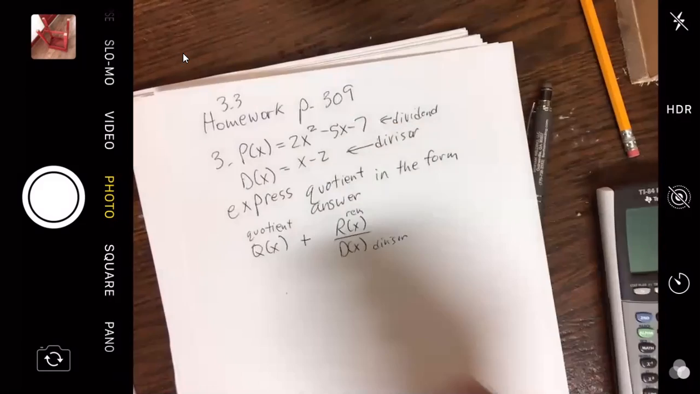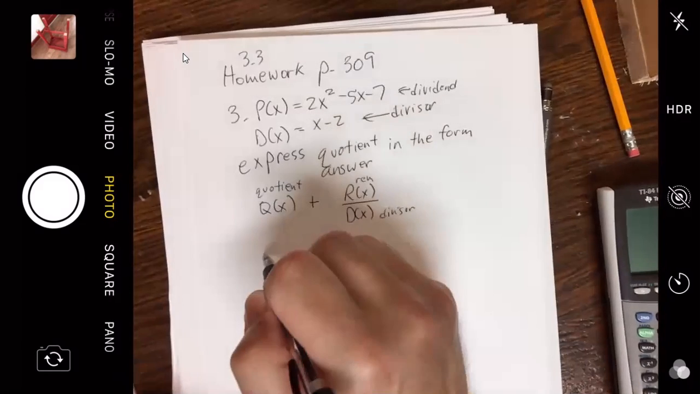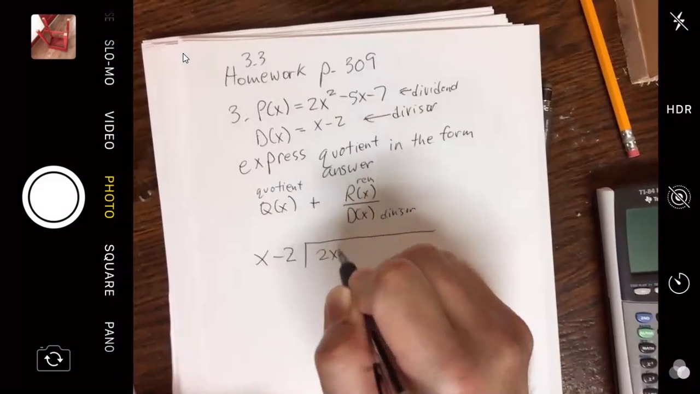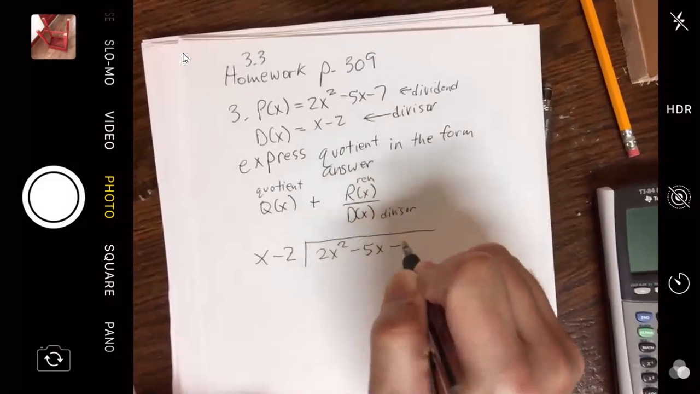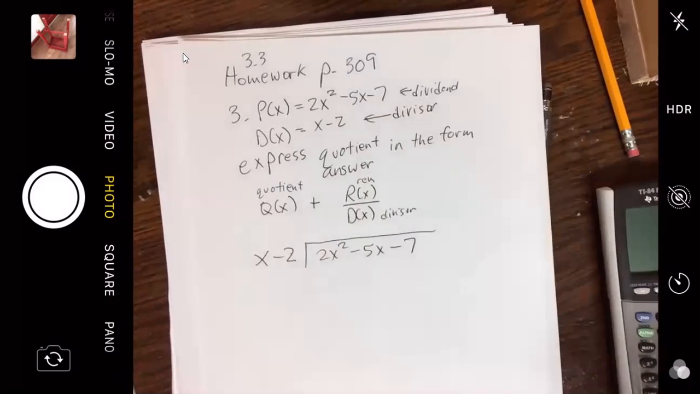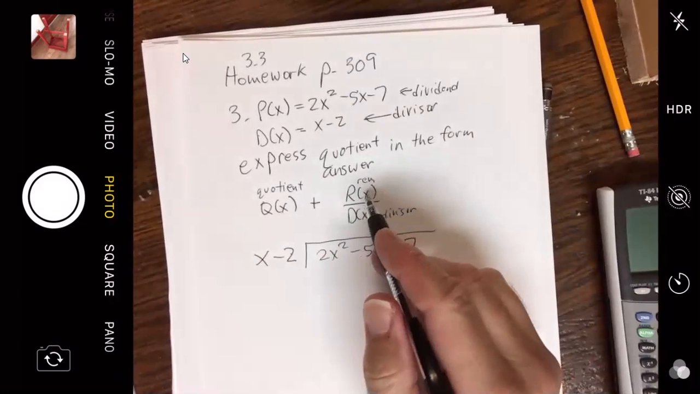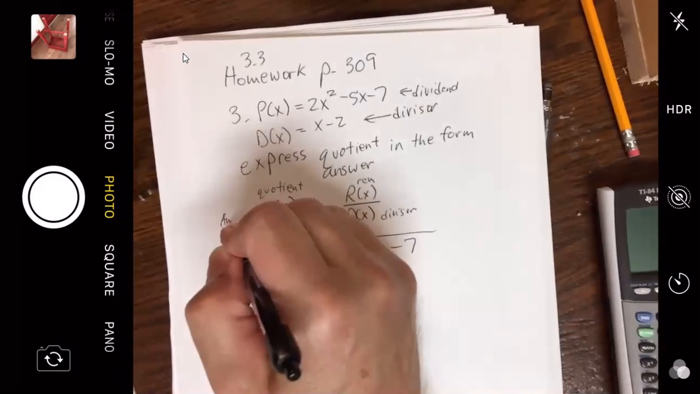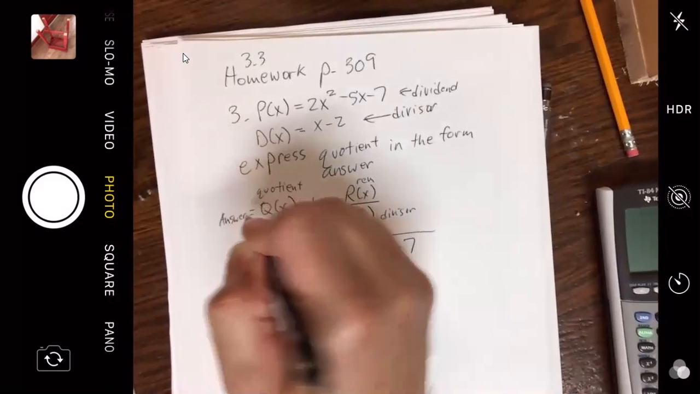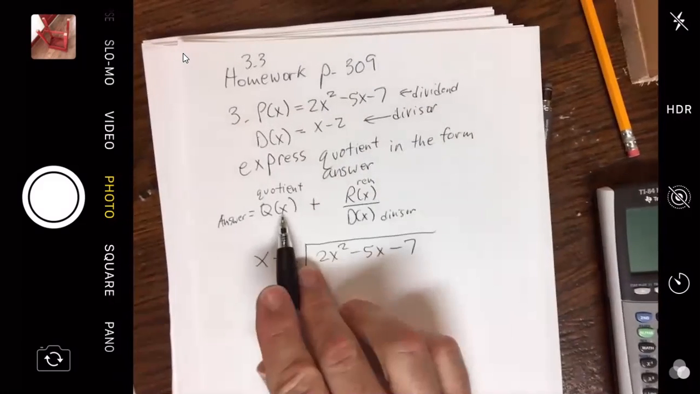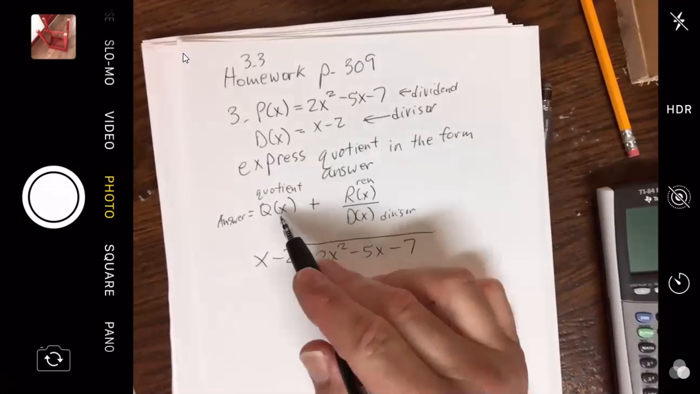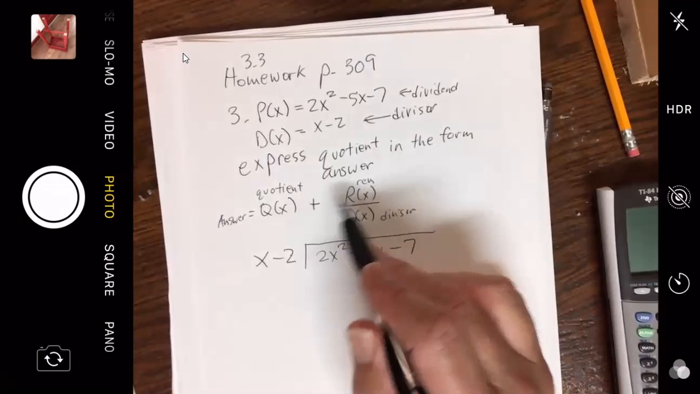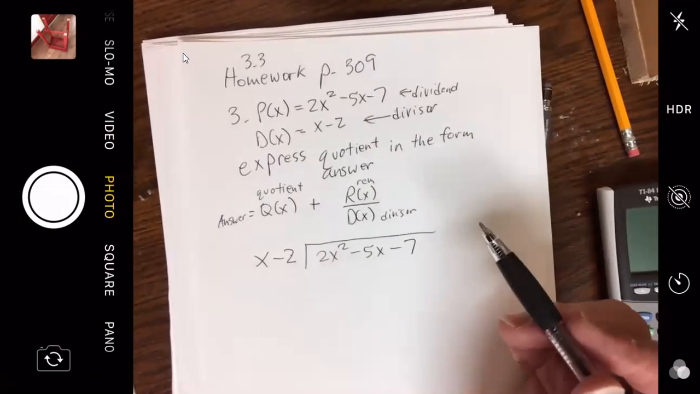In plain English, you're taking x minus 2 and dividing into 2x squared minus 5x minus 7. That might go evenly with a remainder 0. If it does, then it goes evenly. If your remainder is 0, you just have the straight quotient. If you don't have a remainder, then you've got both of these pieces.